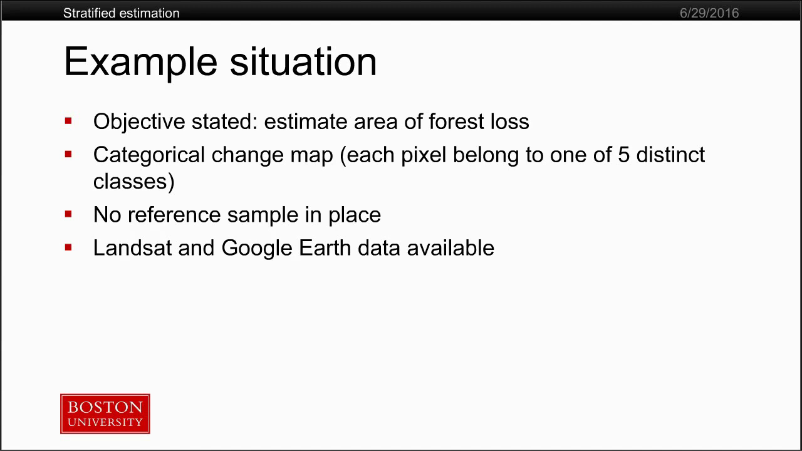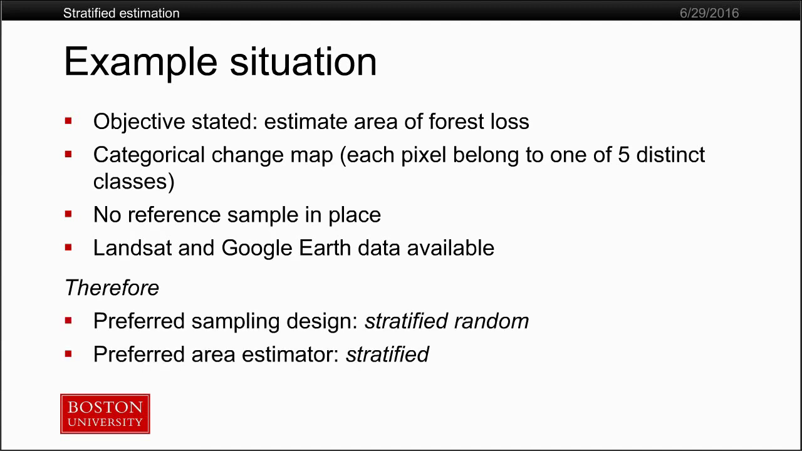Therefore, my preferred sampling design is stratified random. And that is because I'm interested in the area of forest loss, and it's a relatively small proportion of the area. And I have a change map that shows me roughly where it is, so stratifying accordingly is a good idea. So therefore, following the guidelines in the methods and guidance document, I'm going to implement a stratified random sample. I'm going to select a stratified random sample.